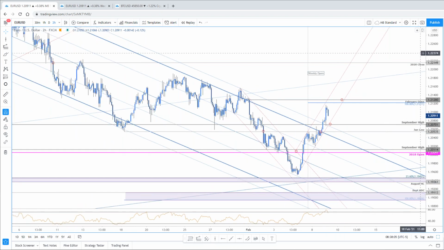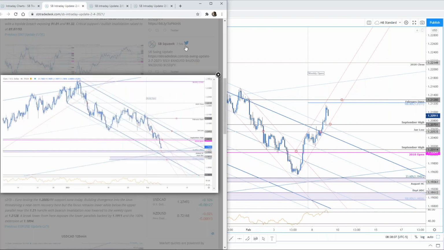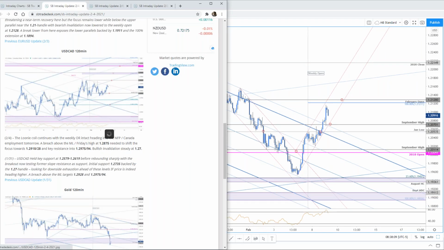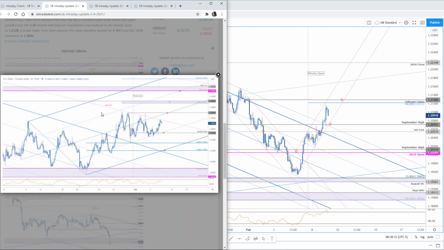Okay. Dollar CAD. Here's another one that we covered last week. The basic premise of this was, look at this consolidation. We're in crunch mode below multi-month slope resistance. That's the March trend line.